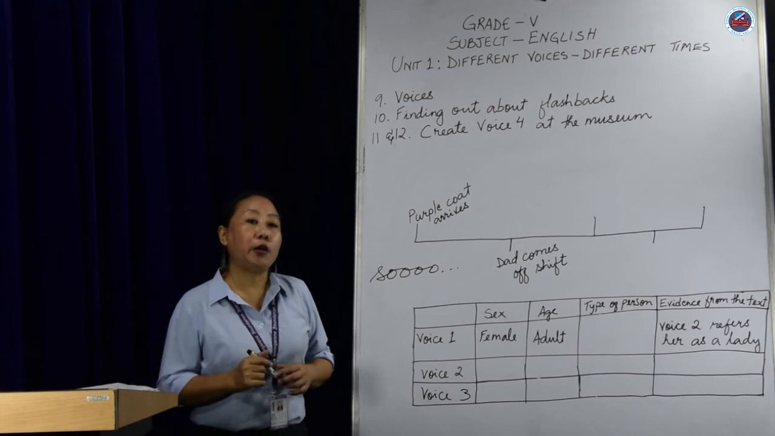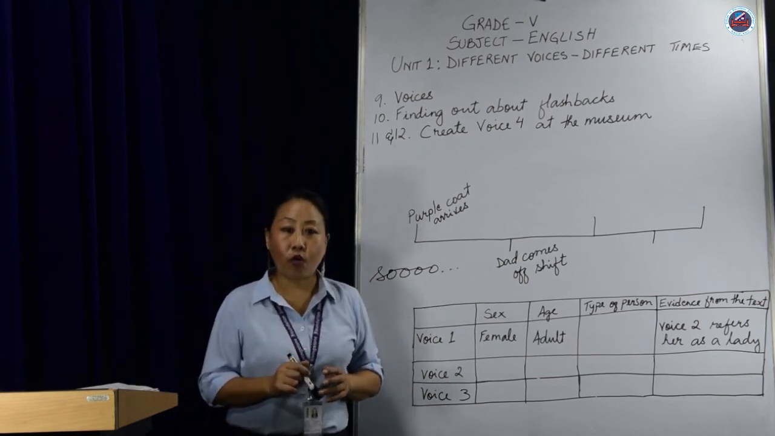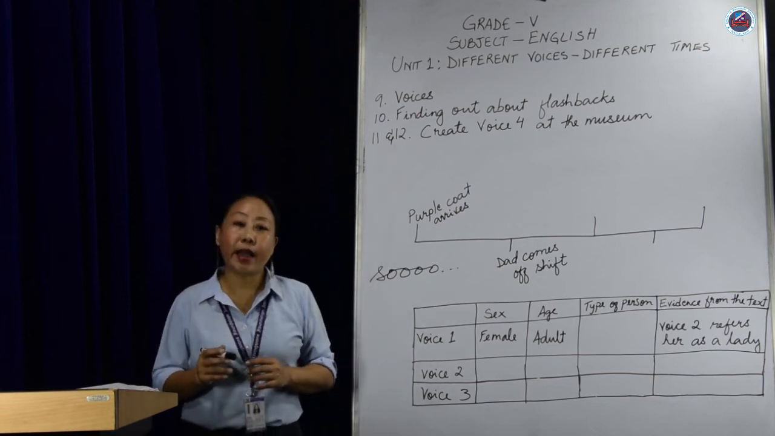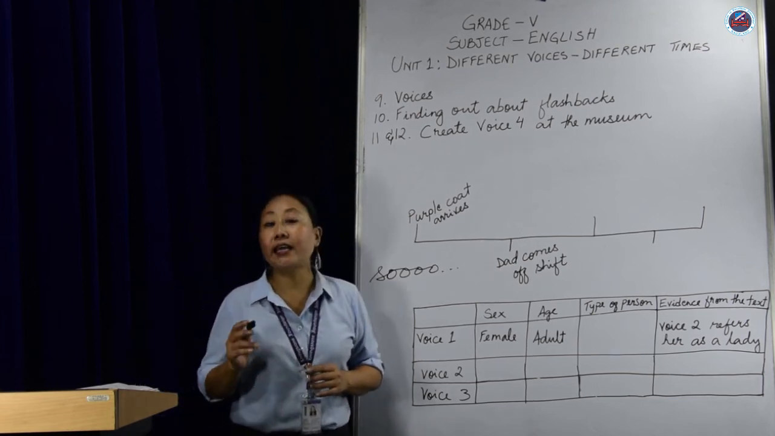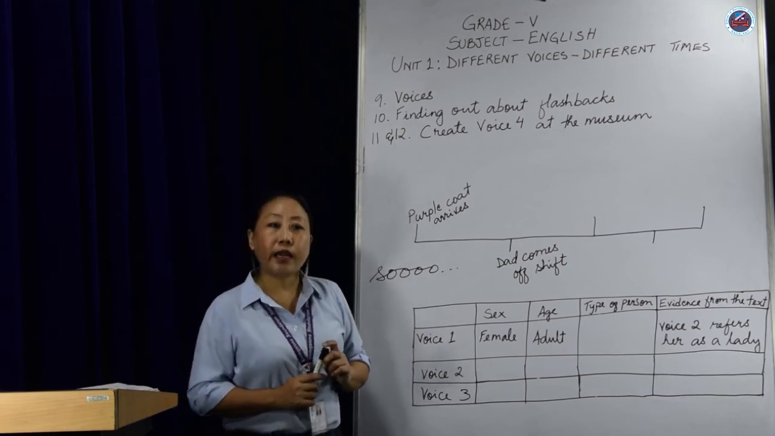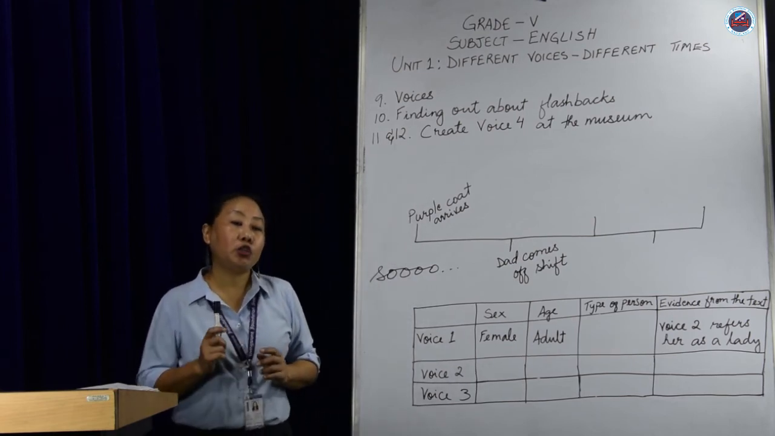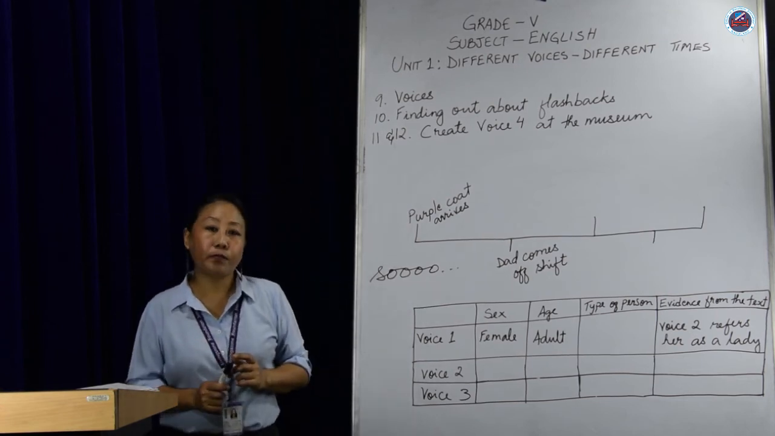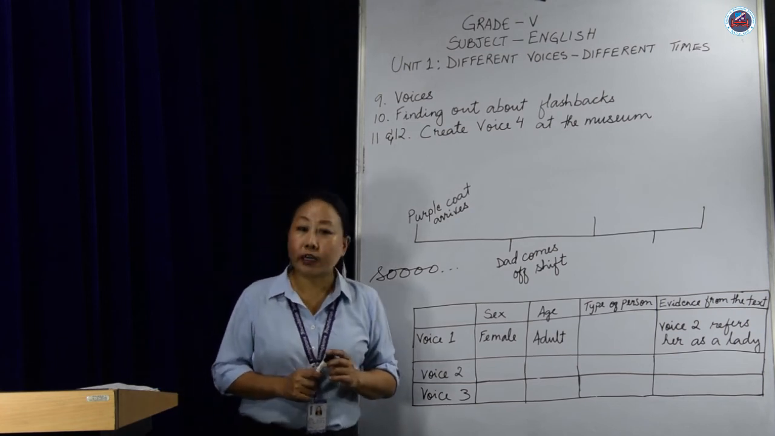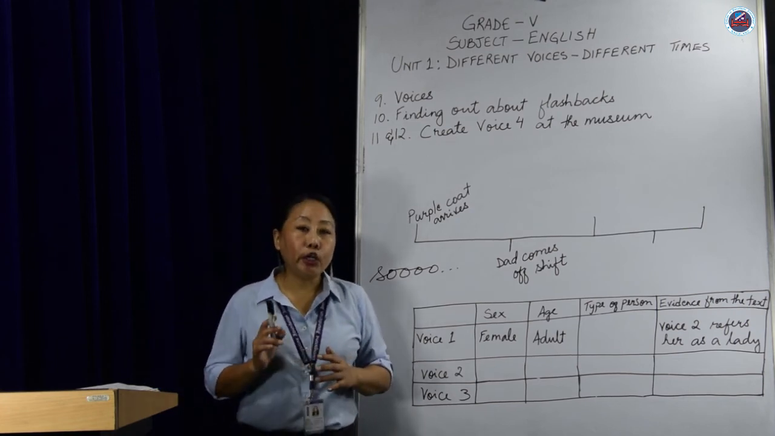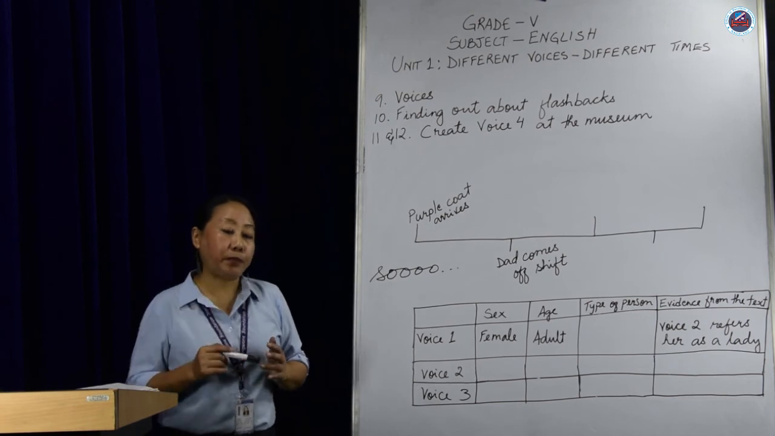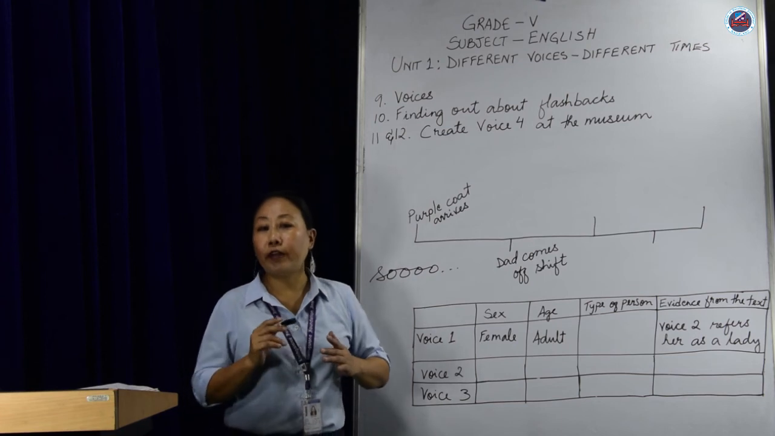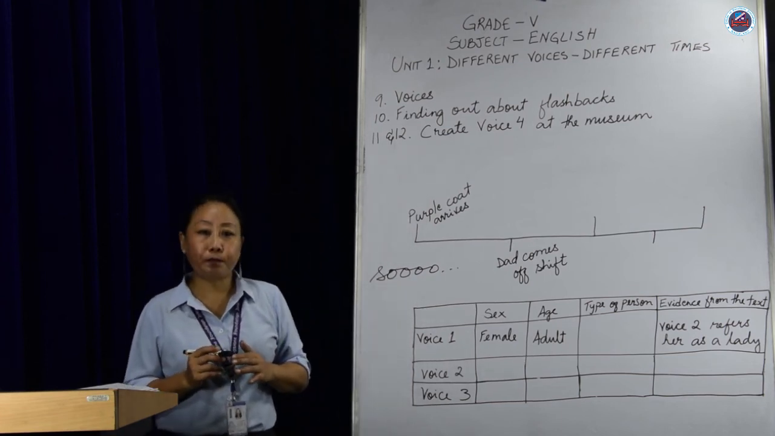After you are able to identify voice 4, you can plan and write a flashback for voice 4 as an activity. This activity is given on page 24, question number B, number 1. The steps to follow are given in the text. When you follow the steps, you will be able to plan and write a flashback for voice 4.